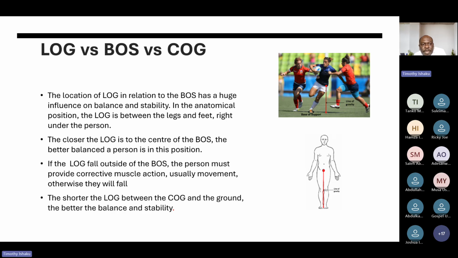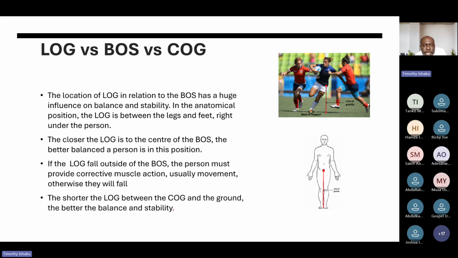And the closer the line of gravity is to the center of the base of support, the better the balance the person is in this position. And by definition also, by the other concept, the shorter the line of gravity, the more balanced we are. The longer the line of gravity, the more our body has to work. But if the line of gravity falls outside the base of support, the person must provide a corrective muscle action. Usually our movement, well, we will fall.